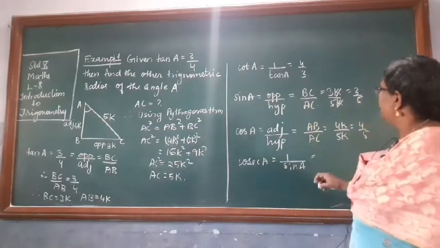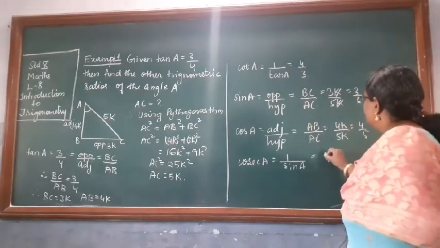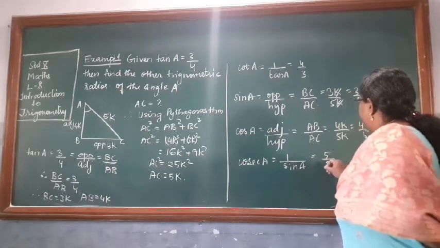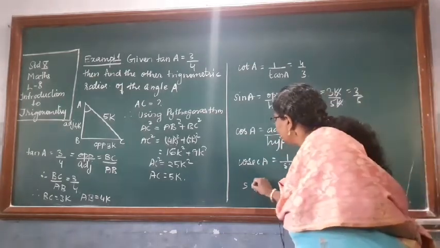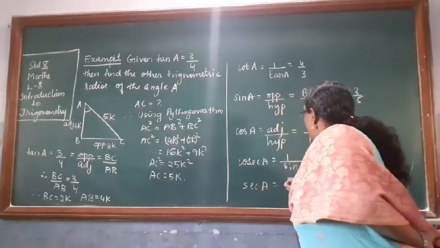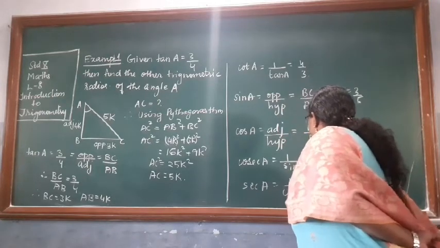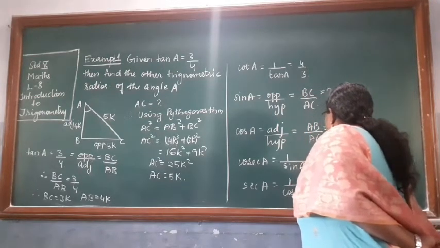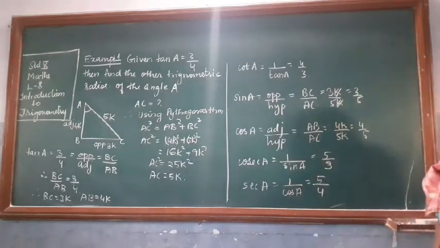But we know what sin A is. We have just obtained it here. So that becomes 5/3. And sec A will be equal to 1/cos A. So that is equal to 5/4. So you have got all the trigonometric ratios. I hope you understand. So you can do it.